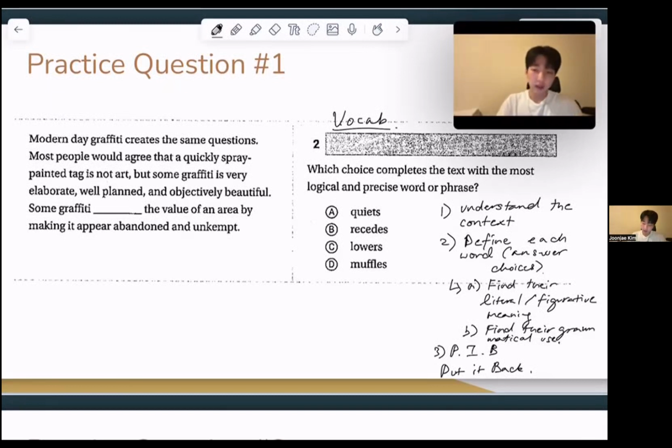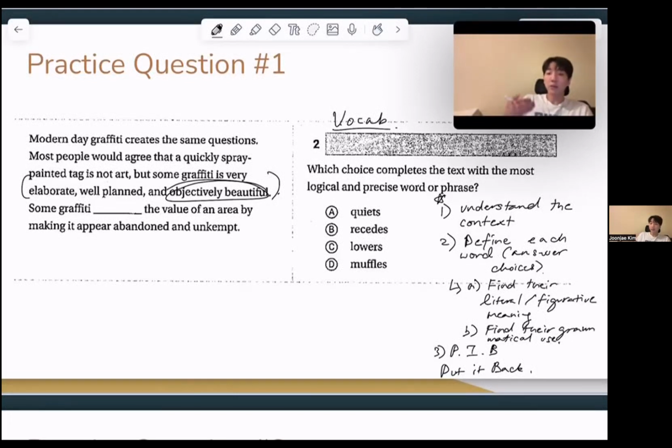Let's first understand the context. Number 1, understand the context. Modern day graffiti creates the same questions. Most people would agree that a quickly spray painted tag is not art, but some graffiti is very elaborate, well-planned, and objectively beautiful. So what's the first part here? Most people would say, oh, graffiti, that's not really art. Like that's just some random doodles. But on the other hand, it could actually be what? A beautiful artwork, objectively beautiful.